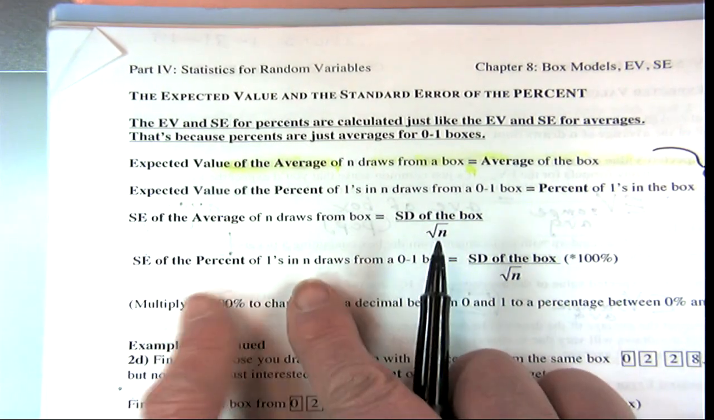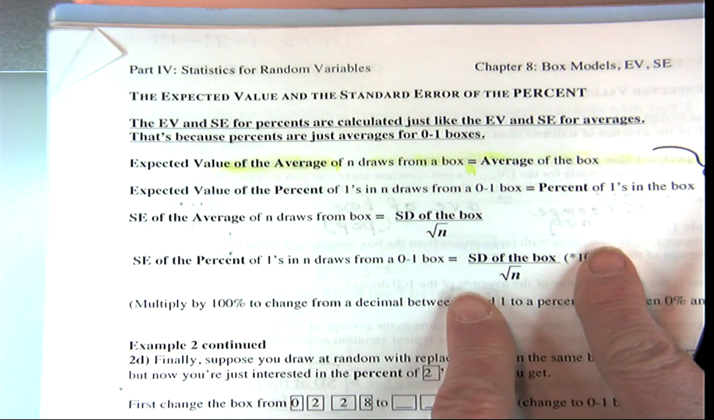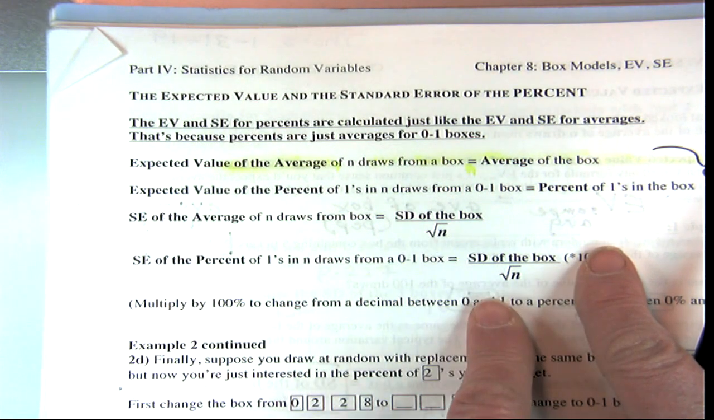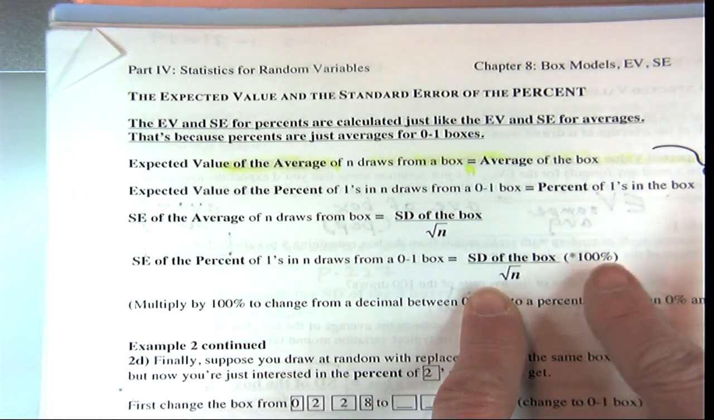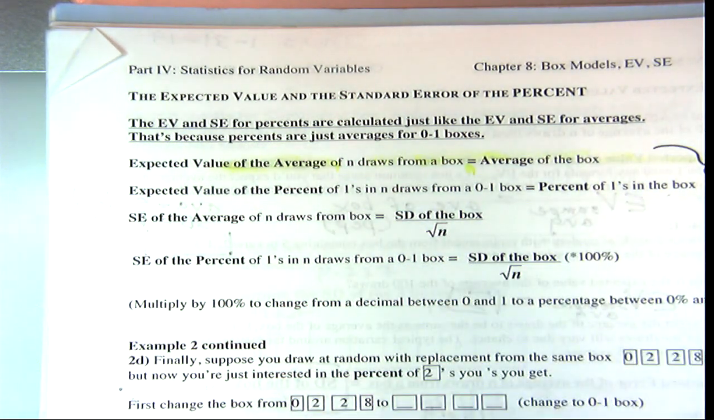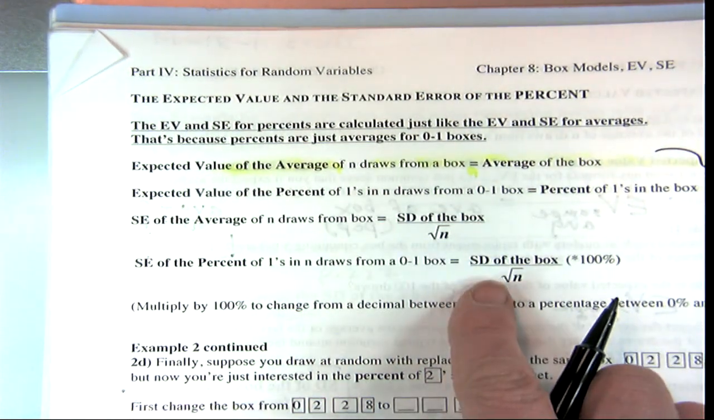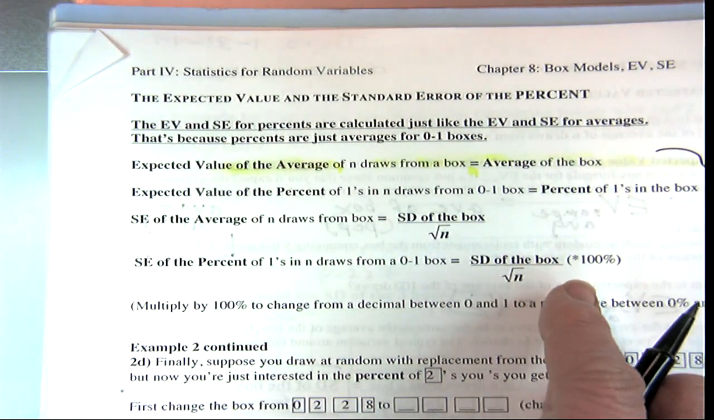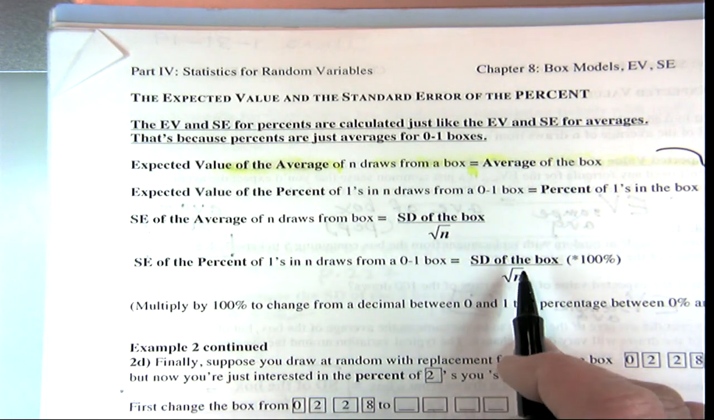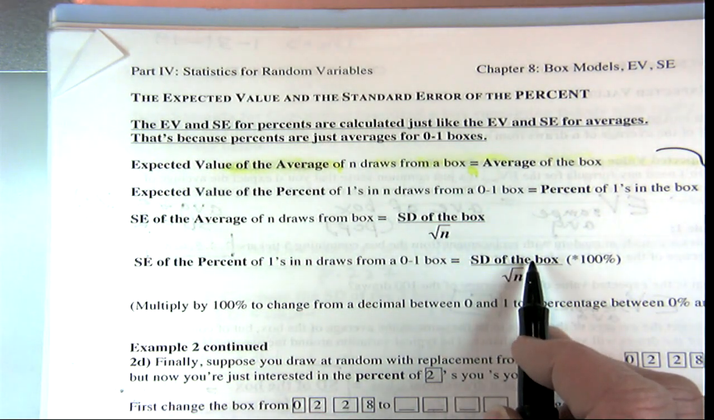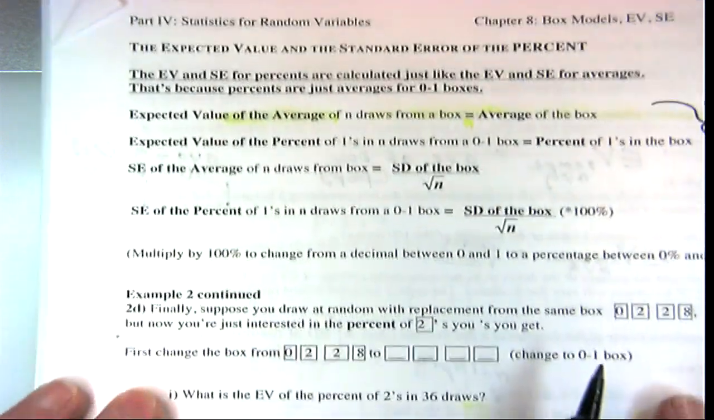Now, to change it to a standard error, we do it exactly the same way, but then multiply it by 100. So what I mean is, for example, if you had 50% ones and 50% zeros, remember the standard deviation of your box would be 0.5. So you'd say 0.5 divided by the square root of your sample size times 100. Let's do it and you'll see it.